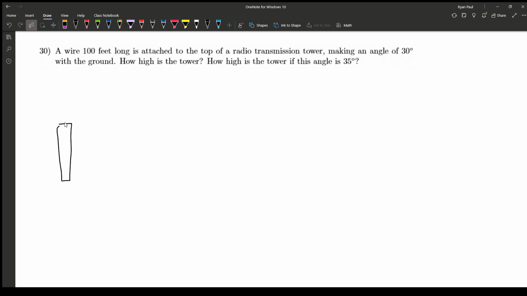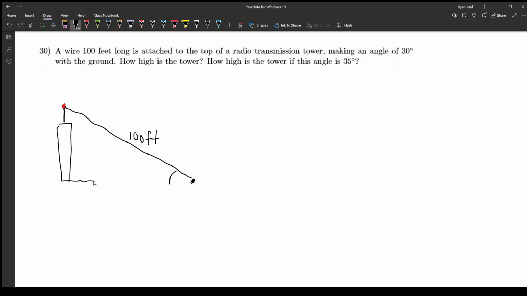This is my tower. This is the radio antenna, and that's a little thing that blinks red that they usually have. Let's make that red. A wire 100 feet long is attached to the top of that tower, making an angle 30 degrees with the ground. So there's some point on the ground, and you have this 100-foot wire that is attached to the ground, and it's making an angle of 30 degrees with the ground, right?